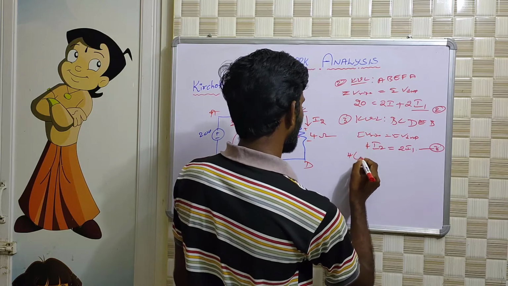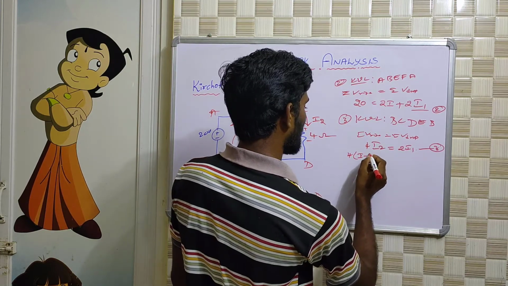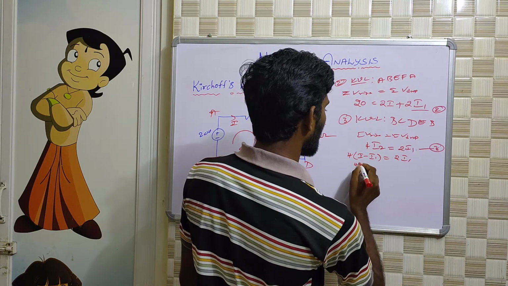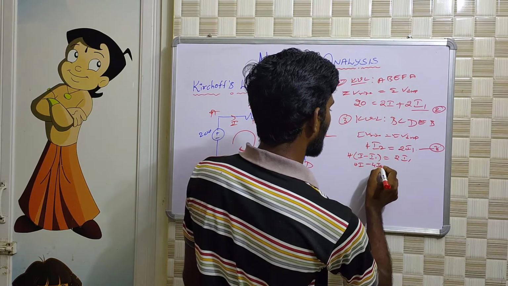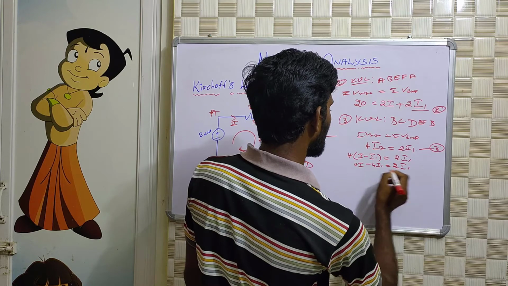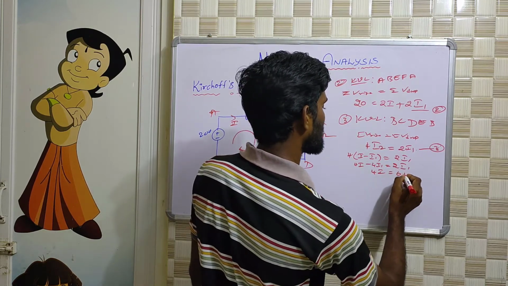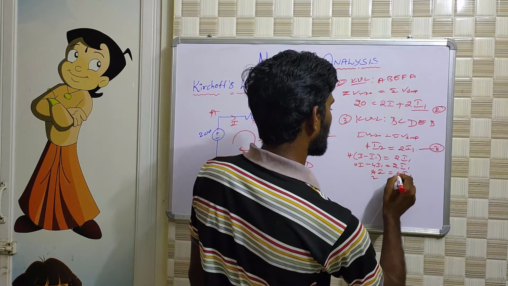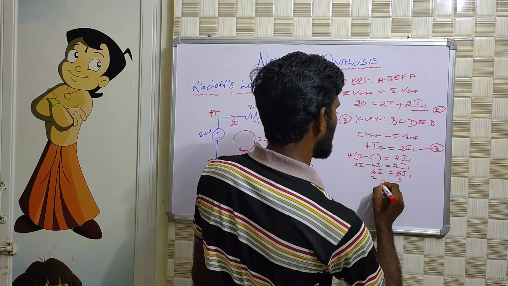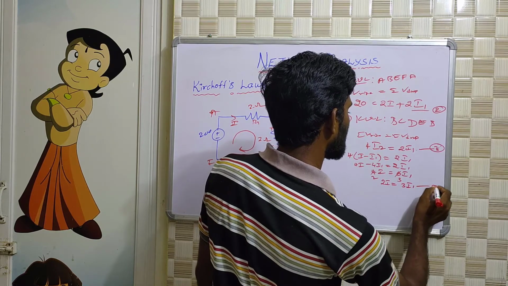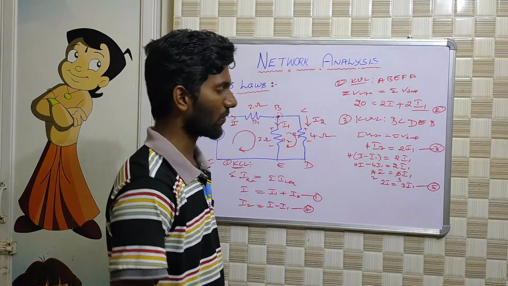So substitute this I2 here. We are going to get 4 into (I minus I1) is equal to 2 into I1. So therefore 4I minus 4I1 is equal to 2I1. So 4I is equal to 4I1 plus 2I1, 6I1. So 2 2s are 4, 2 3s are 6. Therefore 2I is equal to 3I1. Let us consider it as equation number 5.